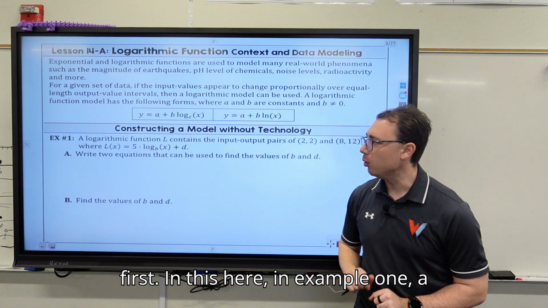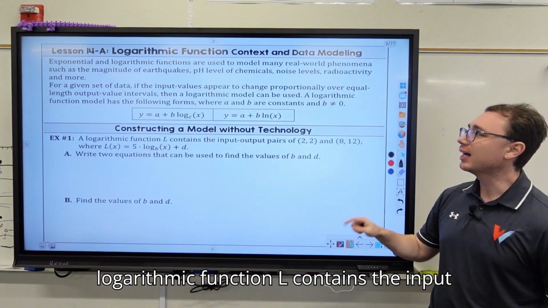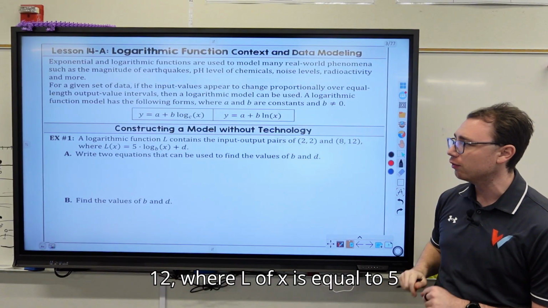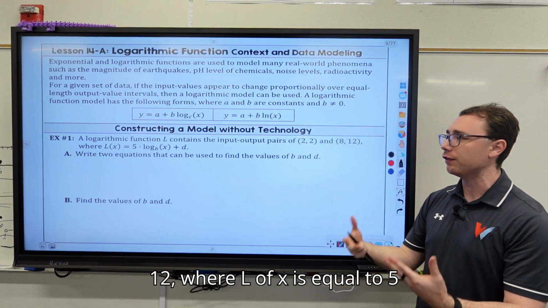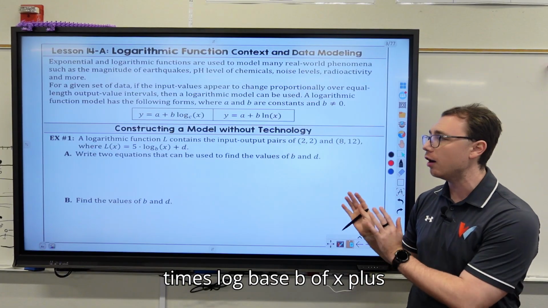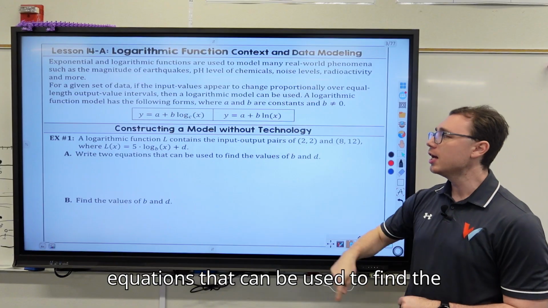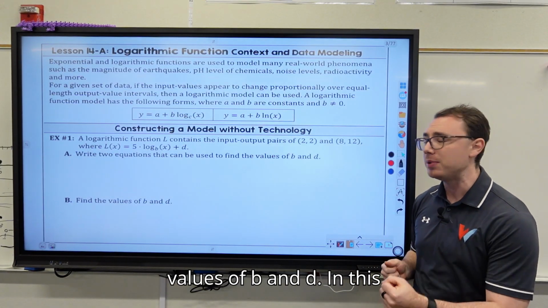In example 1, a logarithmic function L contains the input and output pairs (2, 2) and (8, 12), where L of x is equal to 5 times log base b of x plus d. In part A, we want to write 2 equations that can be used to find the values of b and d.